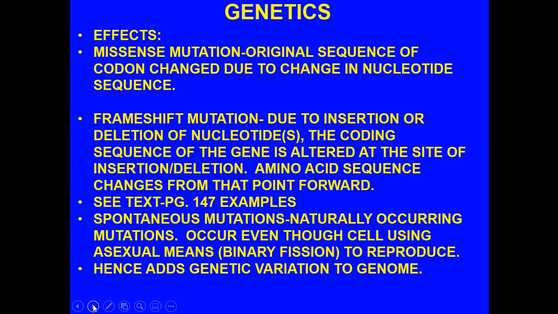If you see on text page 147, there are examples of that. You can have a spontaneous mutation, which is a naturally occurring mutation, occurring even though the cell is using asexual means, such as binary fission, to reproduce. Hence, this adds to the genetic variation of the genome.